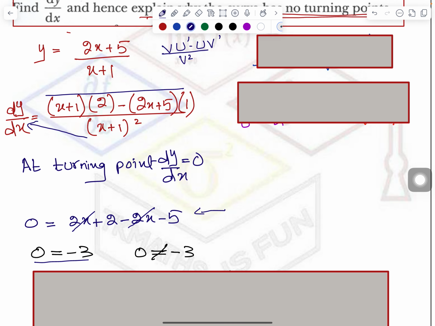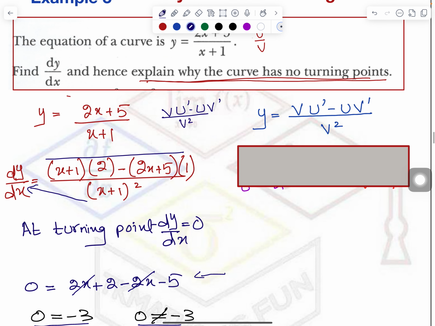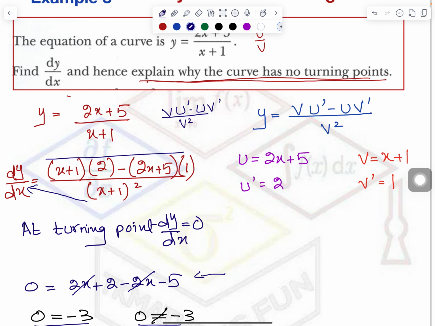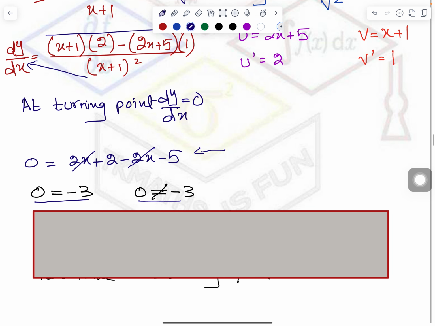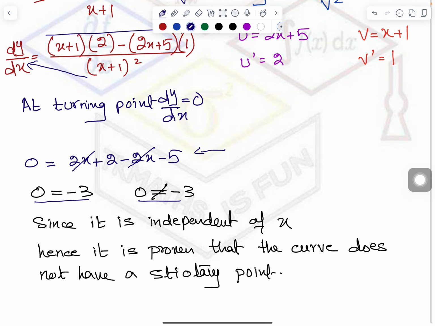Are these equal? No, they are not equal. There is no value of x. So it means, let me just see here the formula. This was the formula written here. Right, so this means there is no turning point. So this was something very important. We call it after the differentiation and putting it equals to 0. It is independent of x.